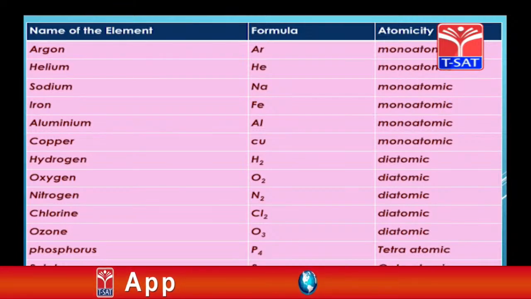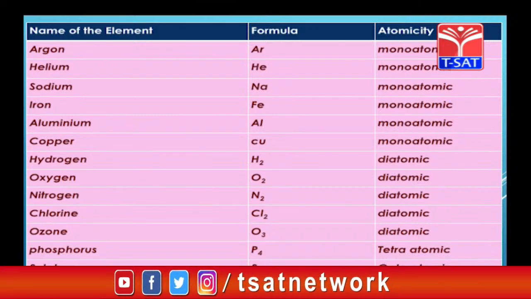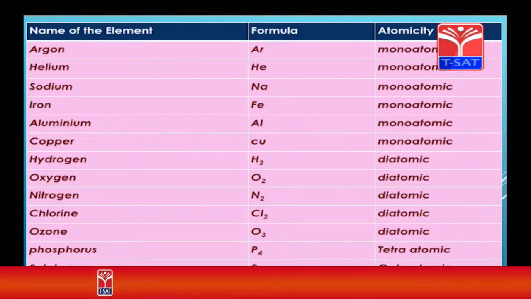Iron, the Latin name is ferrum, that is why its symbol is Fe, and it is also known as monoatomic because only one iron atom is present. Aluminium, the symbol is Al, and it is also known as monoatomic because only one aluminium atom is present. Copper, the symbol of copper is Cu, and it is also known as monoatomic. Next example, hydrogen.